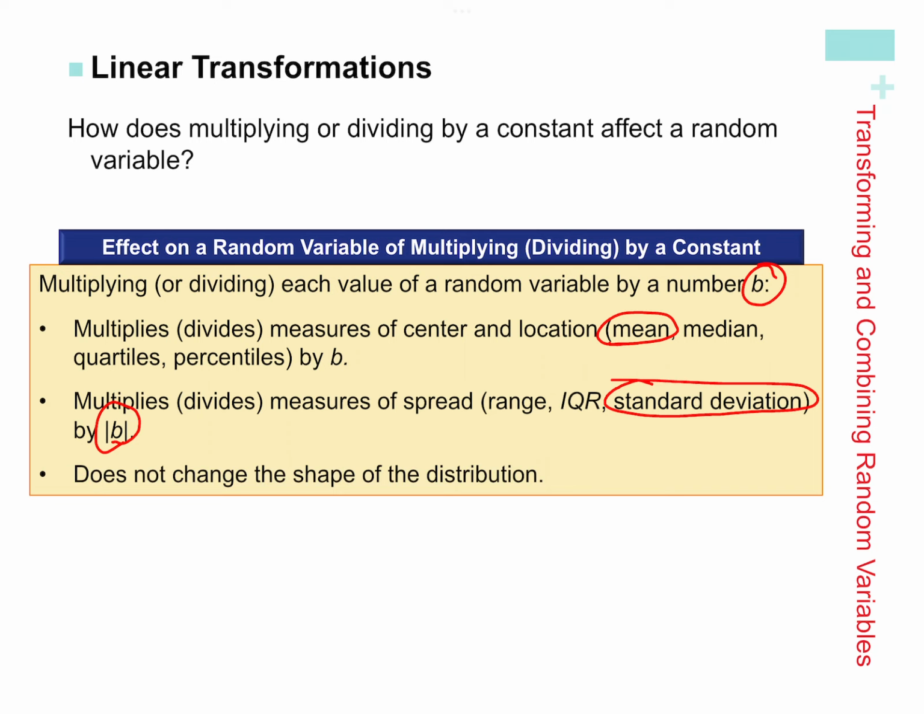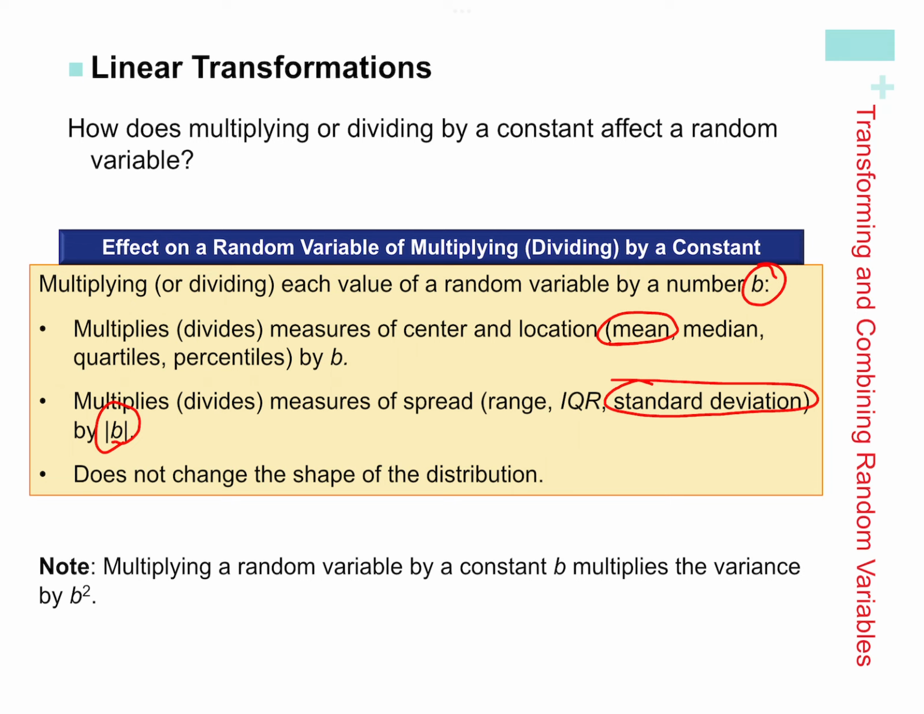As a little reminder here from chapter 2, our standard deviation we multiply by b. So remember, your variance is your standard deviation squared. So if you want to find variance, you have to multiply your variance by b squared, not just b, or you wouldn't end with the right answer.